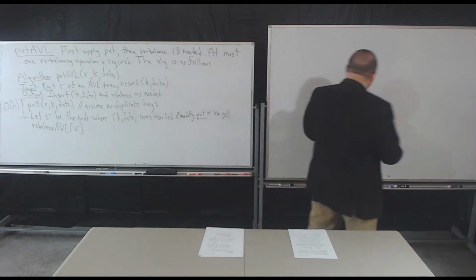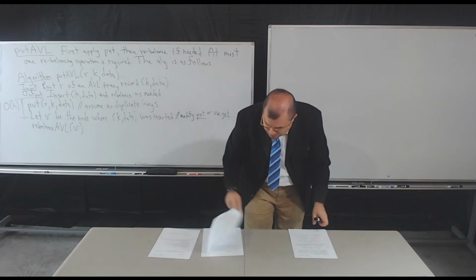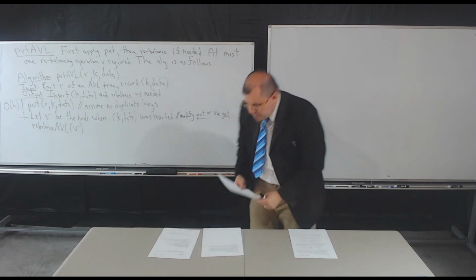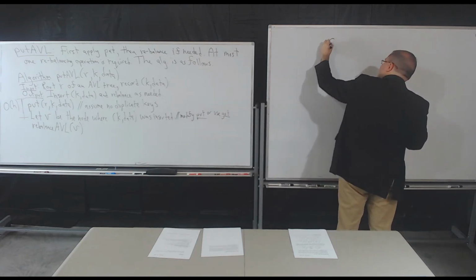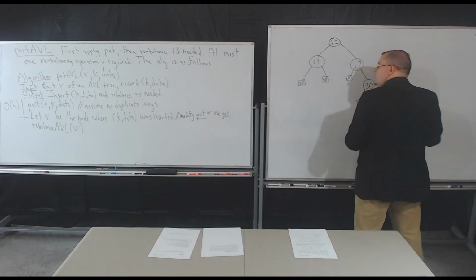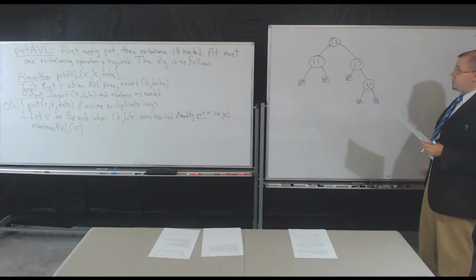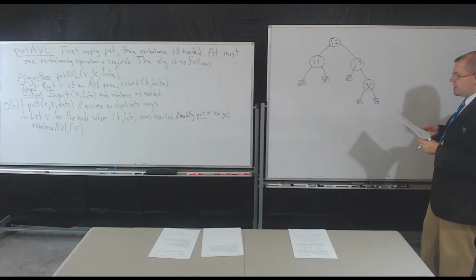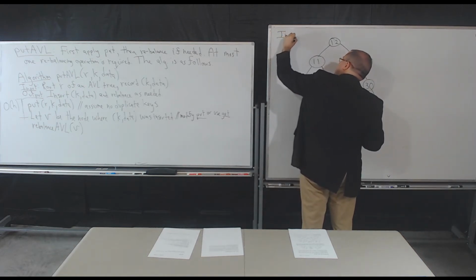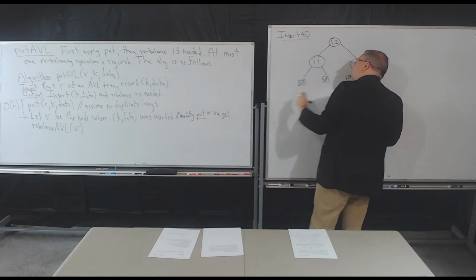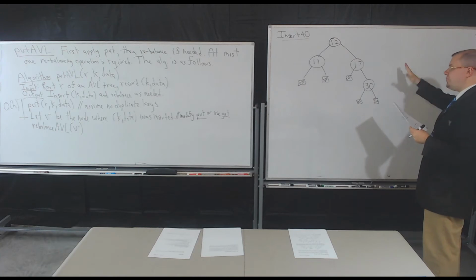I want to do an example with you, and then we'll write down what rebalanceAVL does. So I'm going to draw out a binary search tree. This is my tree. What I'm going to do is insert 40 into this. In the notes I do go through this step by step, but I want to show you how I'm going to do this. First I'm going to insert 40 into this tree.